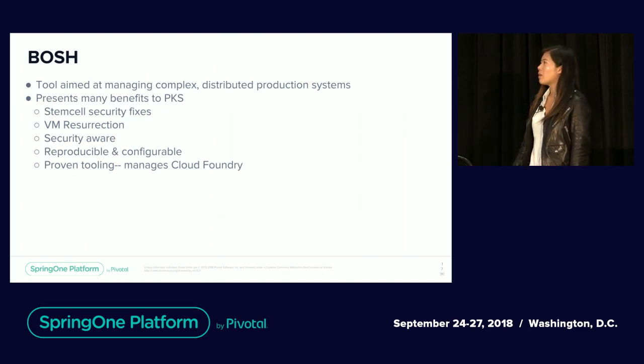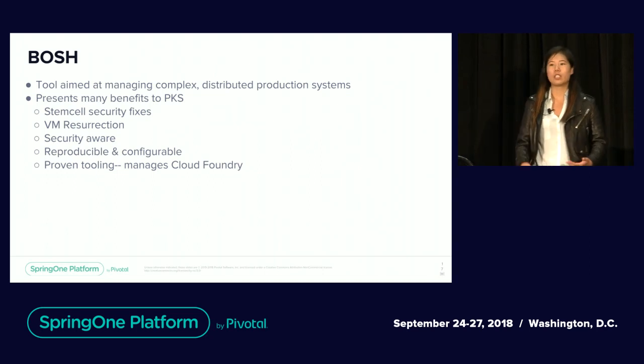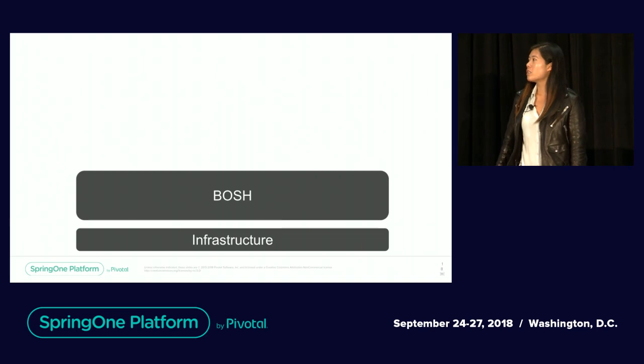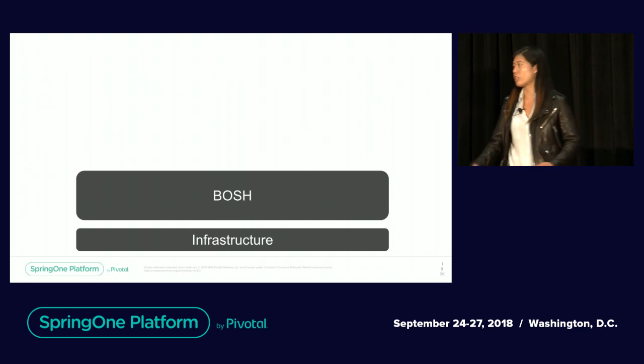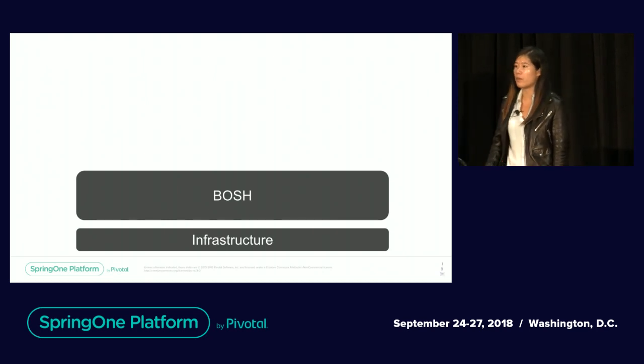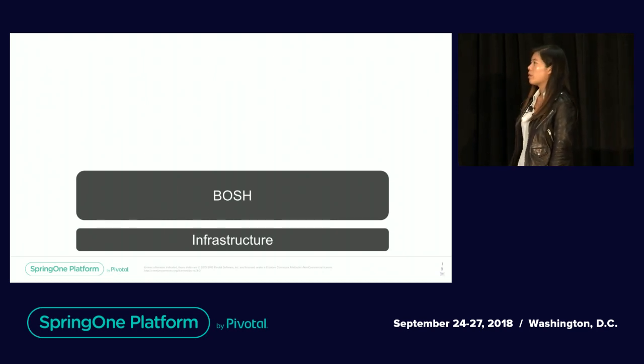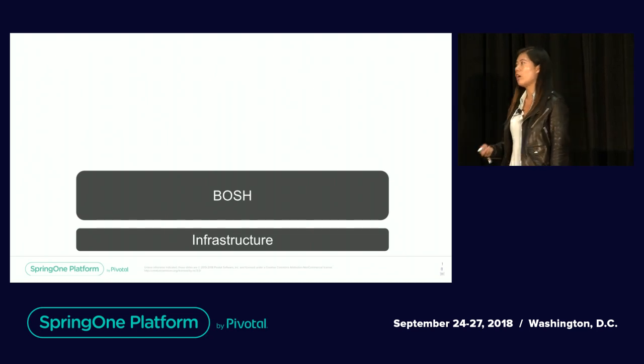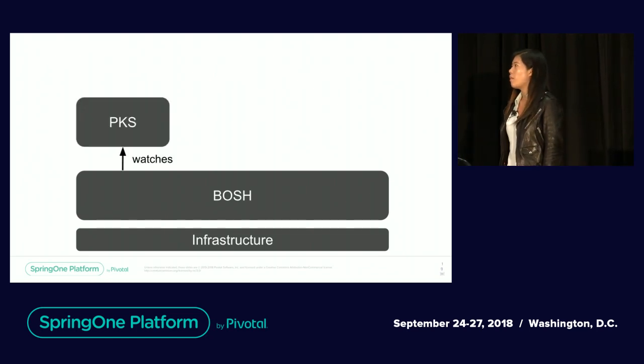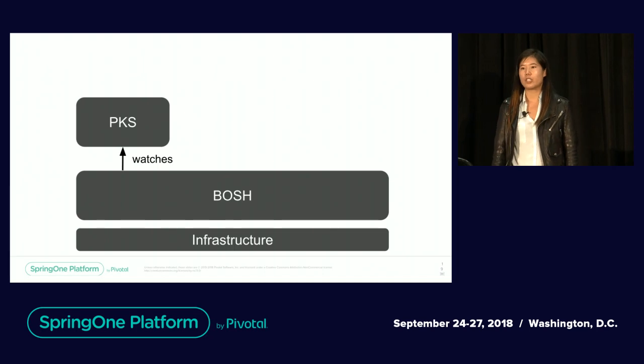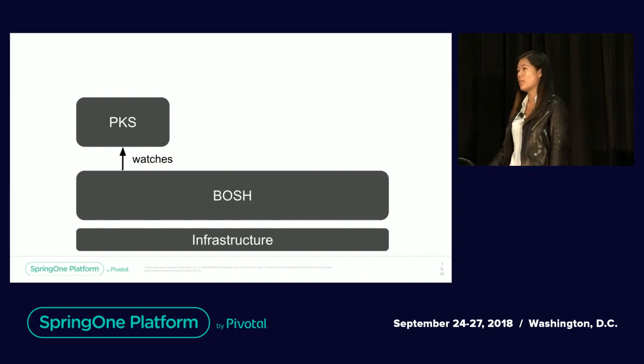And so now that we've sort of gotten the lay of the land, Kubernetes, PKS, BOSH, how do these all actually work together? So let's put together the pieces. At the bottom layer, we'll have our infrastructure, right? And you deploy BOSH on top of that, usually in the form of deploying Ops Manager. From there, you'll install PKS as a tile on Ops Manager, and BOSH will deploy PKS and watch it to make sure your PKS installation is up and running.